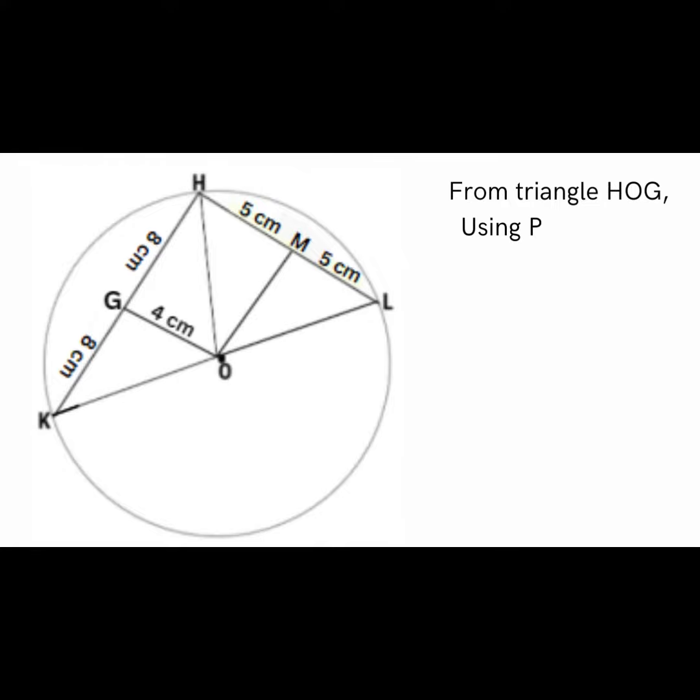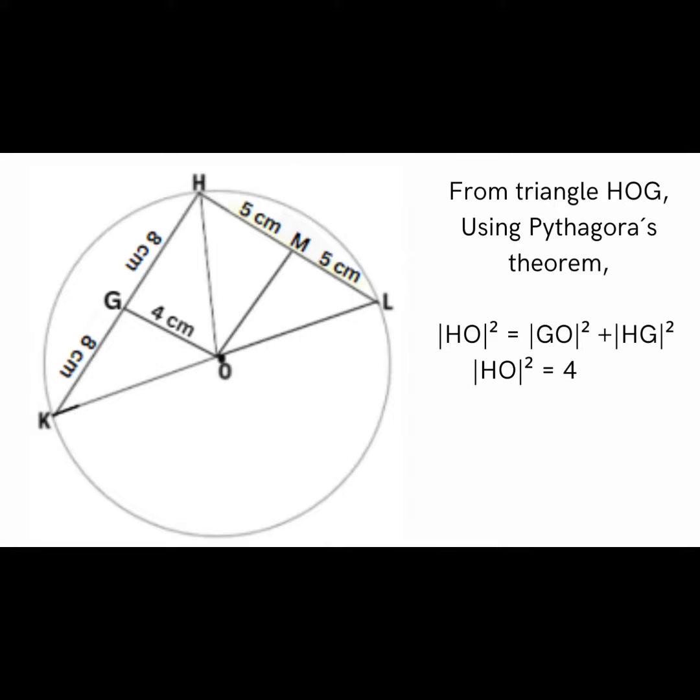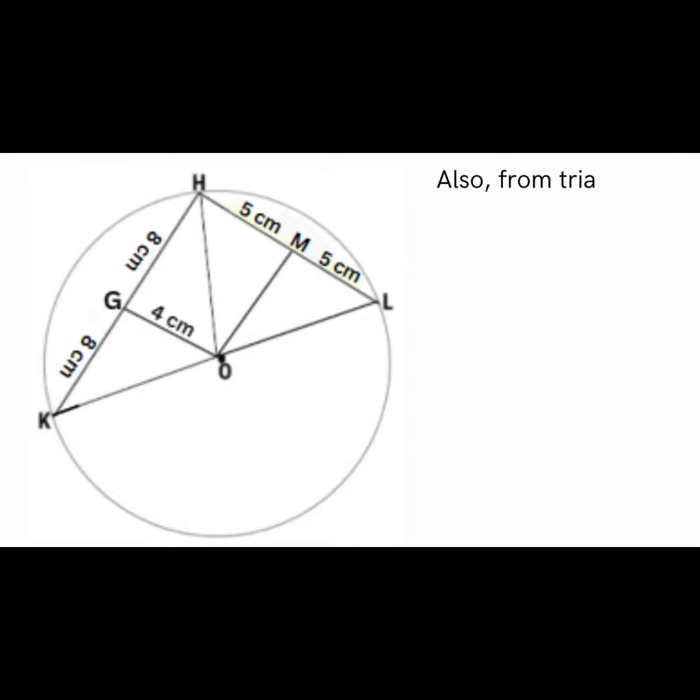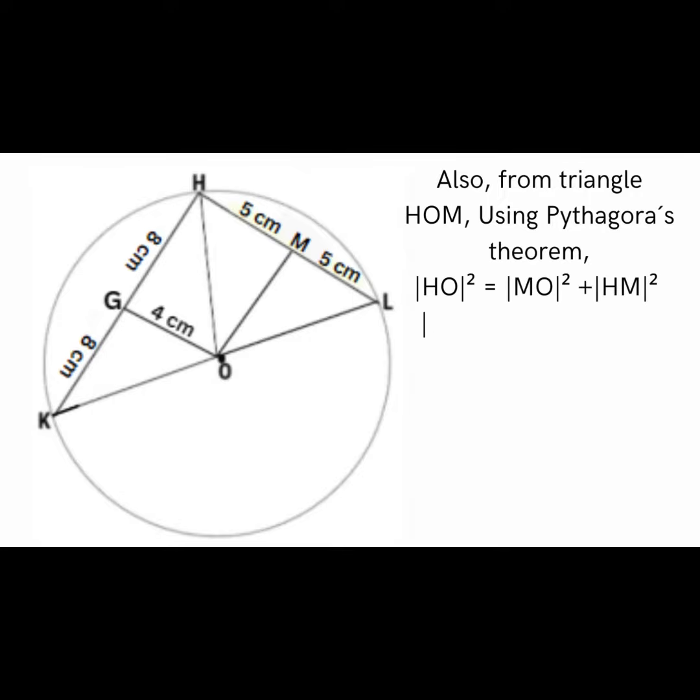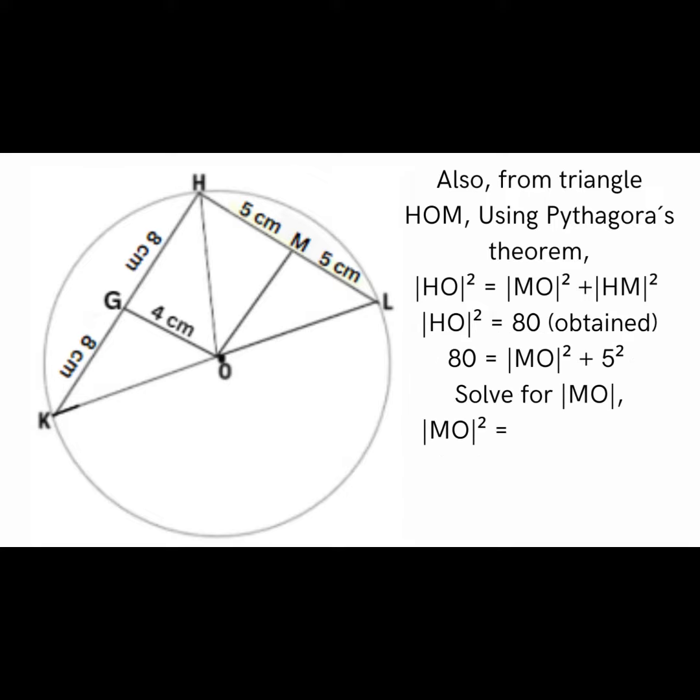Recall that GO equals 4 cm, given. From triangle HOG using Pythagoras theorem, HO square equals 4 square plus 8 square, so HO square equals 80. Also, from triangle HOM using Pythagoras theorem, HO square equals 80 obtained, so 80 equals MO square plus 5 square. Solve for MO. MO square equals 80 minus 5 square equals 55.